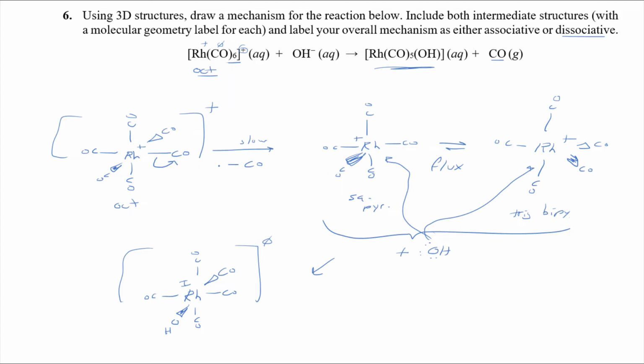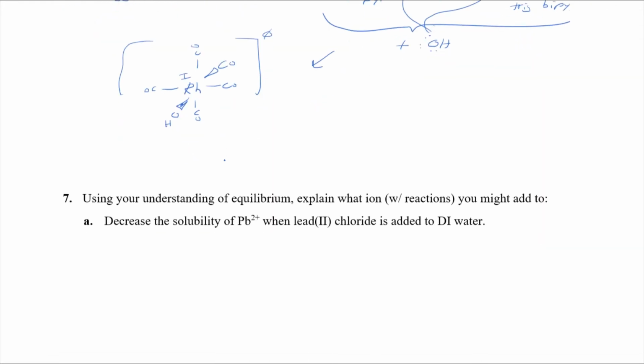So that's the mechanism. 1 step, 2 steps. Not that hard, but you have to kind of talk about it being dissociative because the first step is actually the rate determining step. That slow step is actually the loss of a ligand. Whereas in the square planar, you would actually have the attachment of a ligand. So that's how associative and dissociative differ. All right, let's move along.